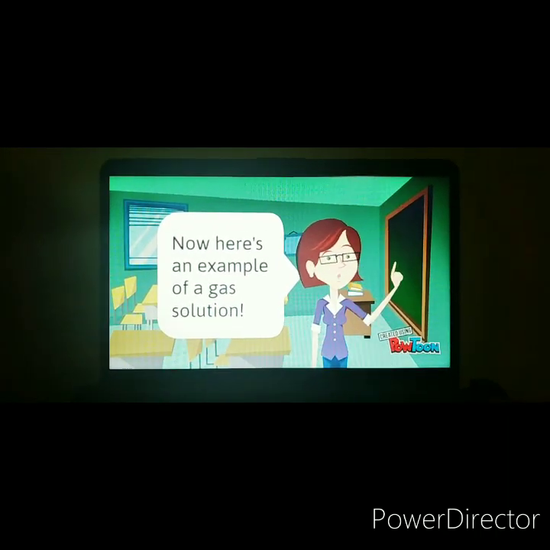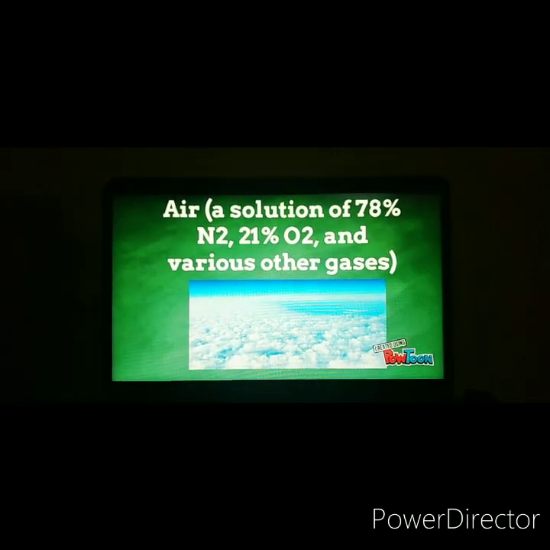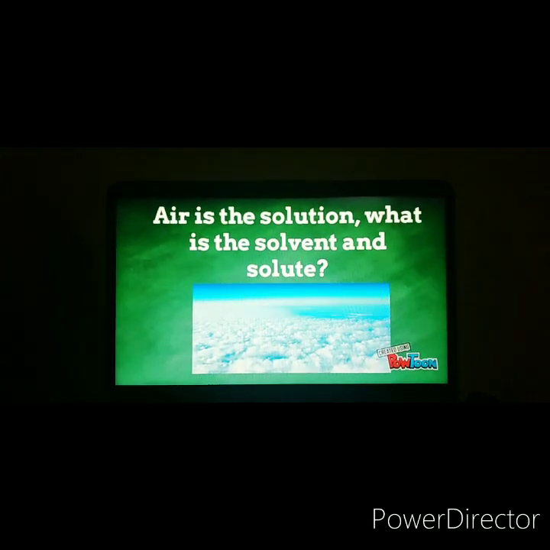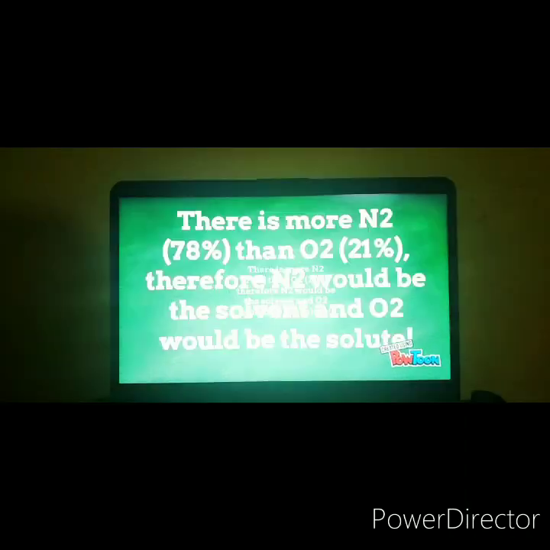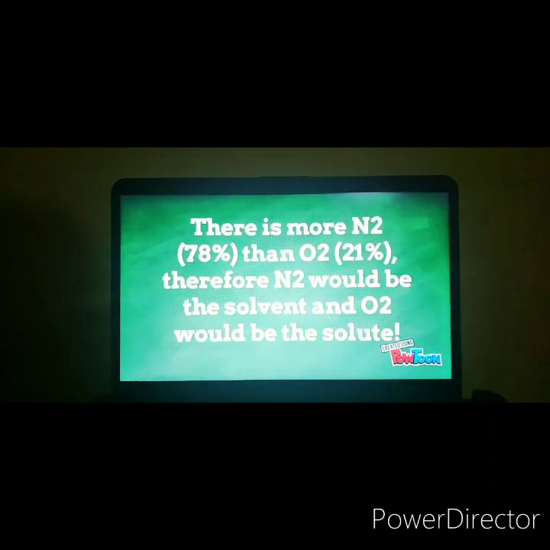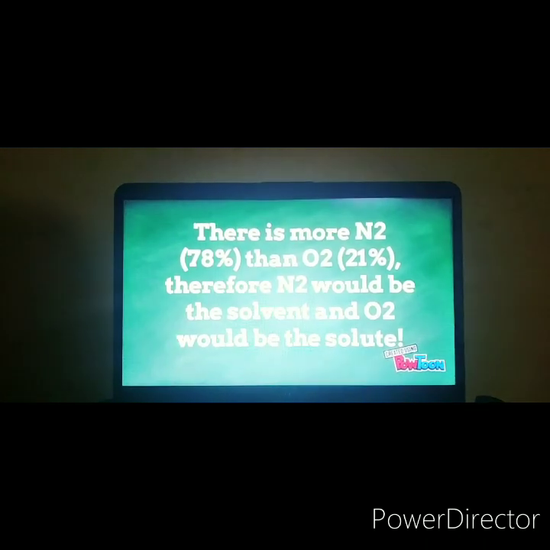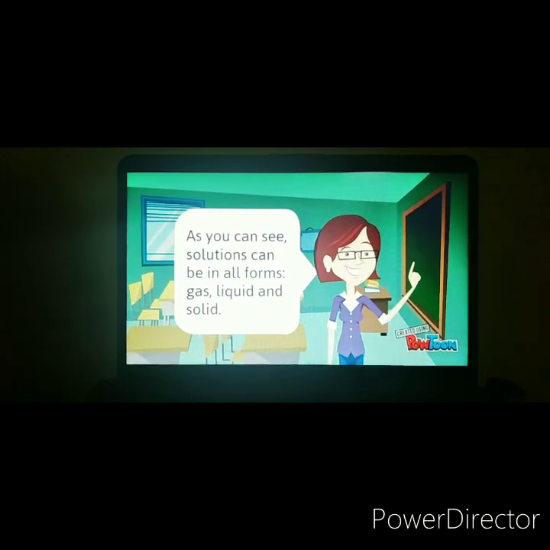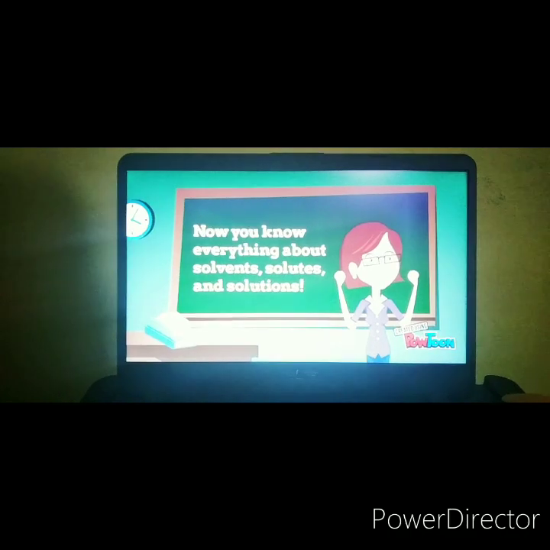Now here's an example of a gas solution. Air is a solution of 78% nitrogen, 21% oxygen, and various other gases. Air is the solution. What is the solvent and the solute? There is more nitrogen than oxygen. Therefore, nitrogen would be the solvent and oxygen would be the solute. As you can see, solutions could be in all forms: gas, liquid, and solid. Now you know everything about solvents, solutes, and solutions.